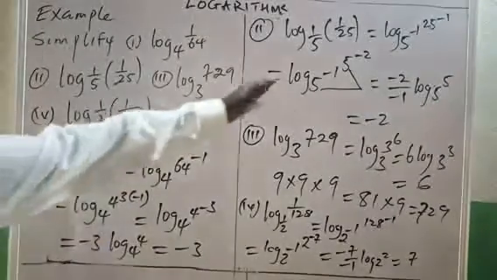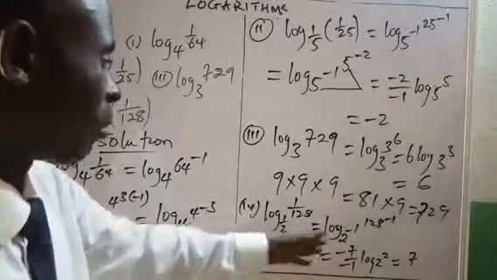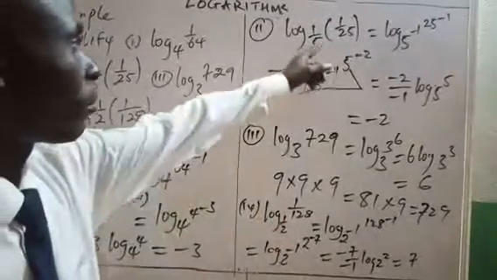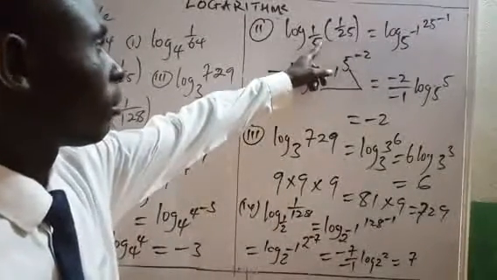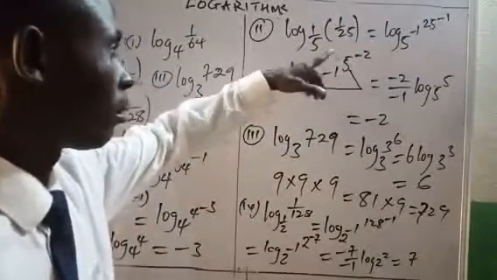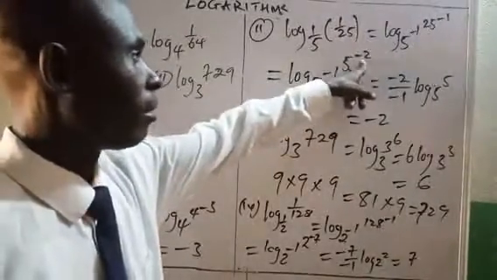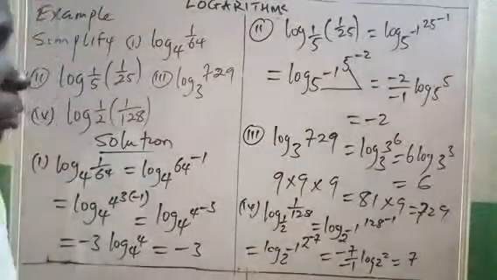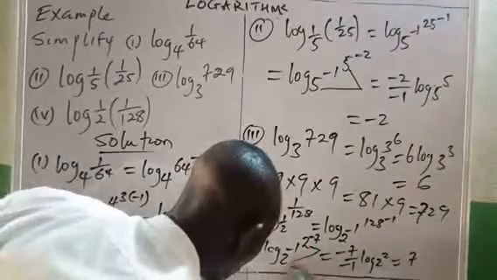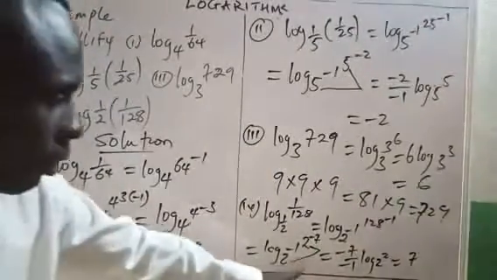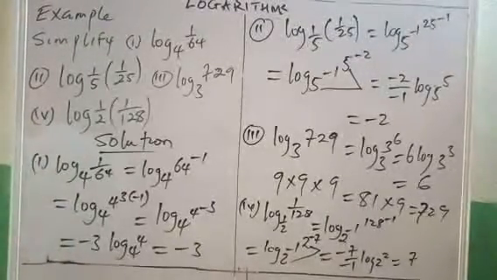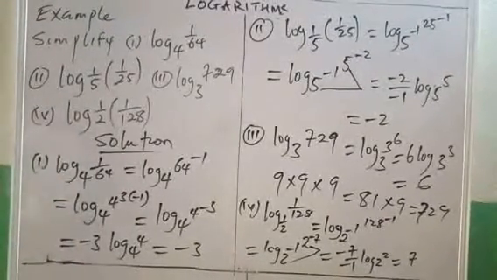So take note of this. Always learn how to apply these laws gradually. You look at this, I explained 25 raised to the power of minus 1, and we arrive at 5 raised to the power of minus 2, which is true. So what I did here was to pair these two together to give me log 2. I hope I'm not showing so much.